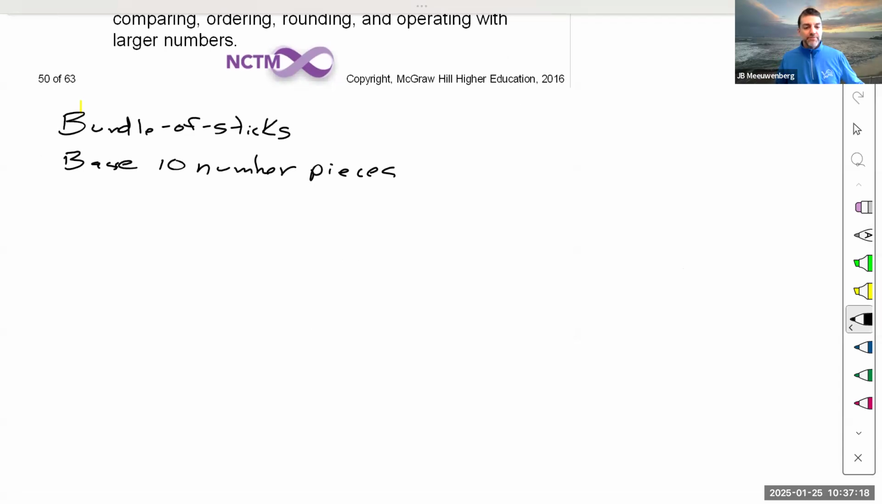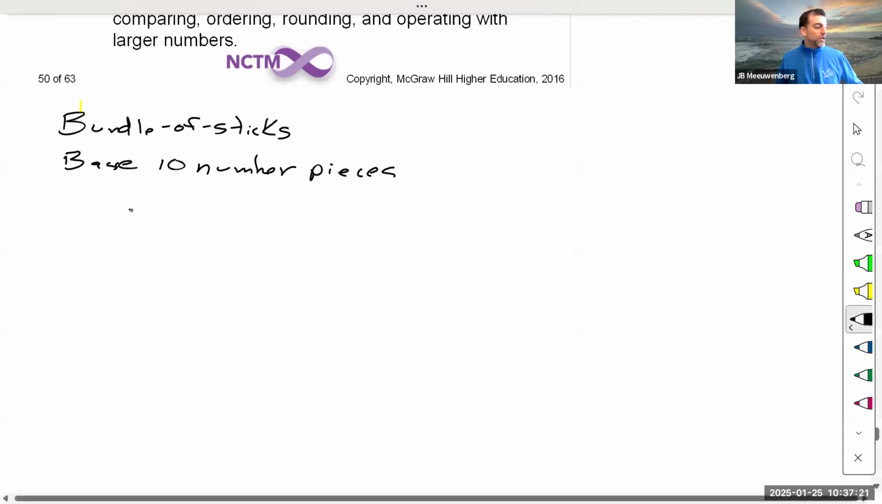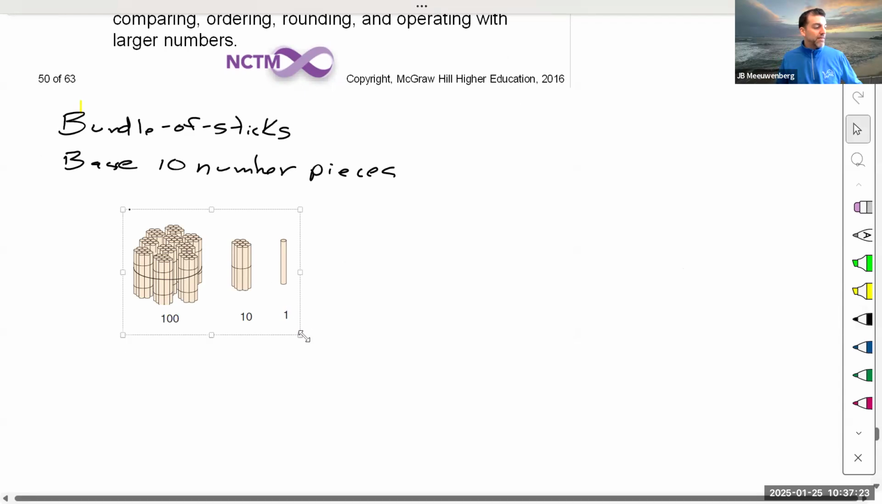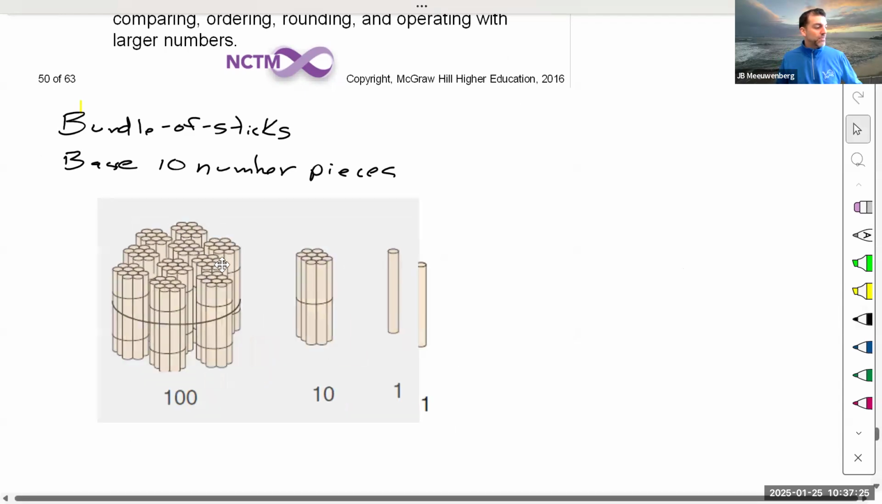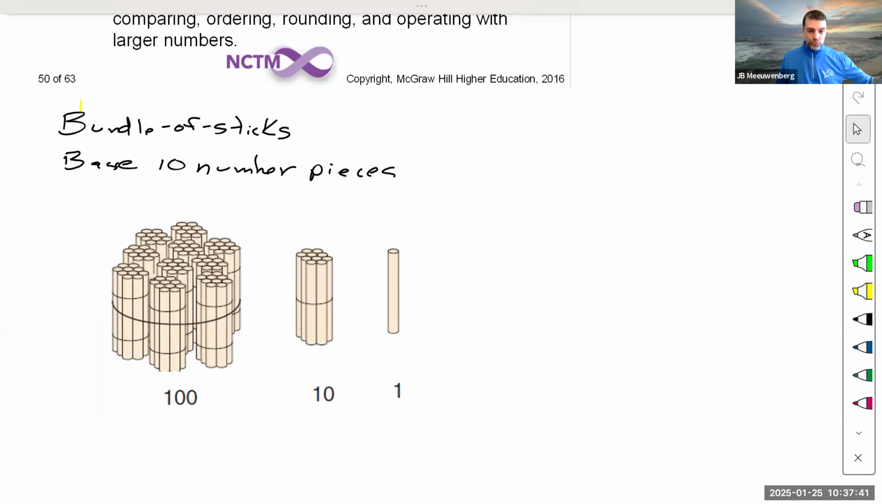A visible representation might look something like this, where you have a stick, a bundle of 10 sticks, and then 10 bundles, 1, 2, 3, 4, 5, 6, 7, 8, 9, 10 bundles of 10 sticks, representing 1, 10, and 100 respectively, right? So we can see that.